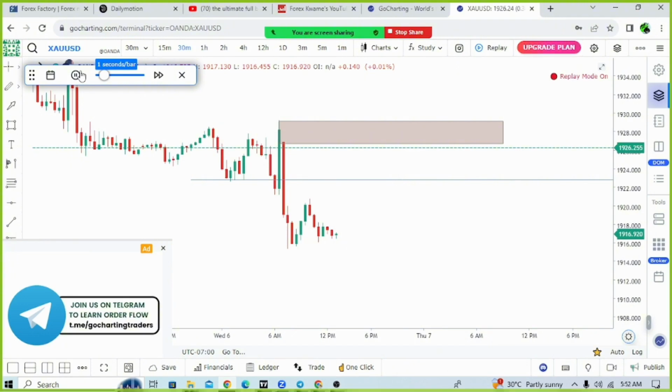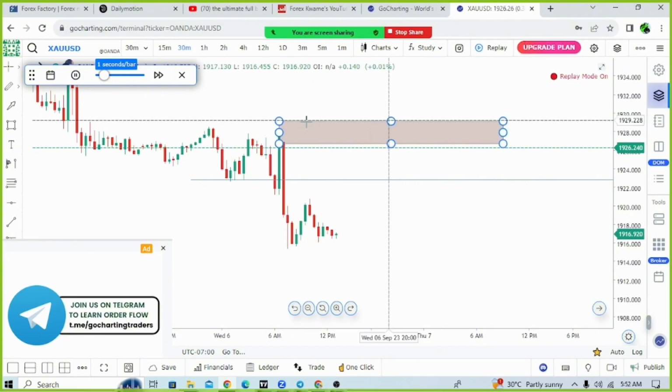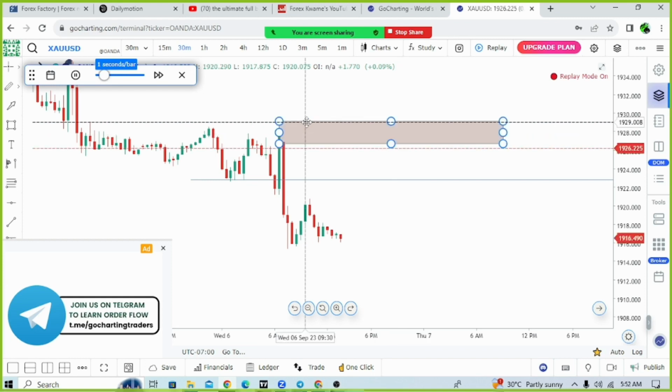So we are waiting until price taps into this zone. We are doing nothing, okay. We are just waiting patiently for price to tap into our zone, and then we look for sales, okay, guys. So we are just watching. Price is just playing around, so let's wait patiently.